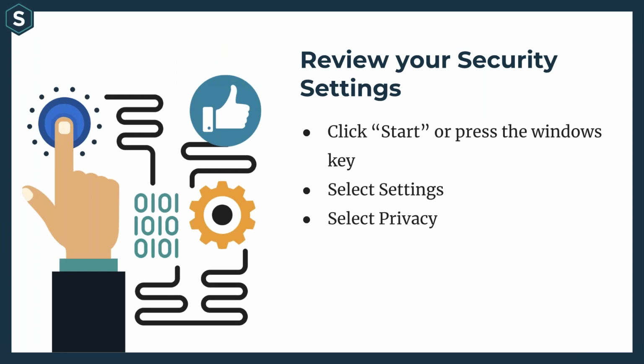Finally, reviewing your security settings. What applications are you sharing your personal location with? What do the apps you have installed have access to on your device? If you are unsure or want to prevent location or other access, you need to review your security and privacy settings. To do this, click Start and press the Windows key, select Settings, and then select Privacy.